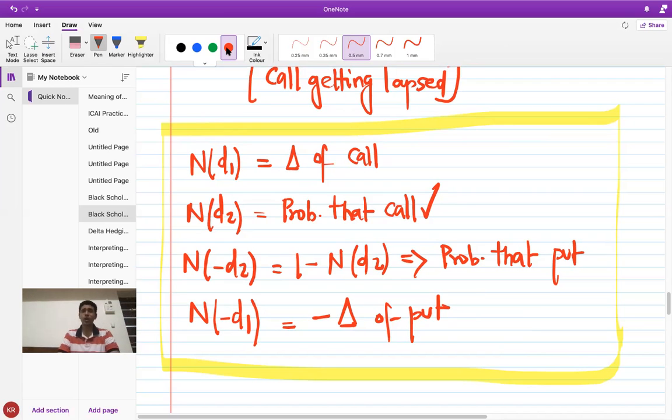ND1 is the delta of call. ND2 is the probability that a call option will get exercised. N minus D2 is the probability that a put option will get exercised. This tick mark refers to exercise. N minus D1 is minus delta of put.